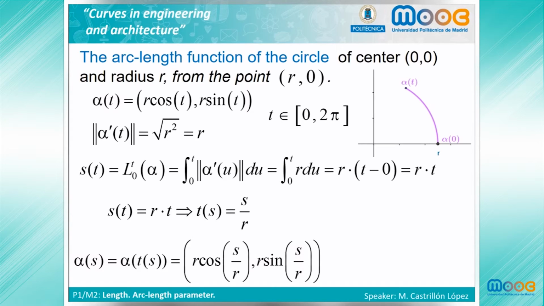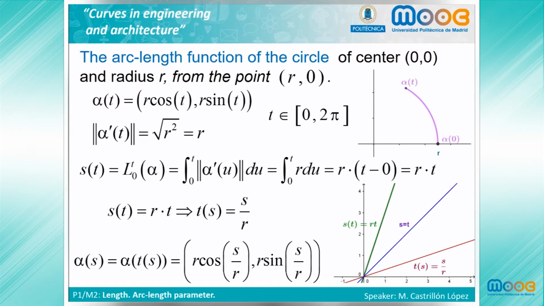In fact, what we have done is the inverse of the function s, which geometrically can be found by reflecting the original graph across the line s equals t. This is equivalent to switching the axes. This can be done for any regular curve due to the inverse function theorem. This theorem guarantees that every regular curve admits a parameterization by the arc length parameter. This parameterization is also called the natural parameterization.